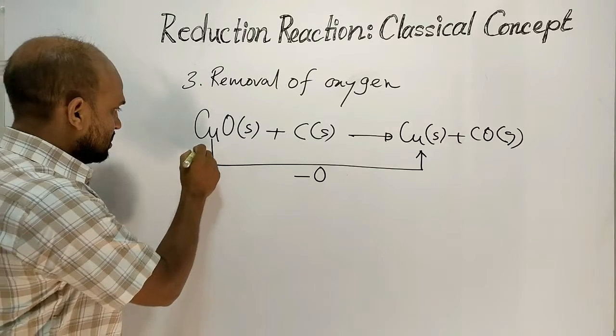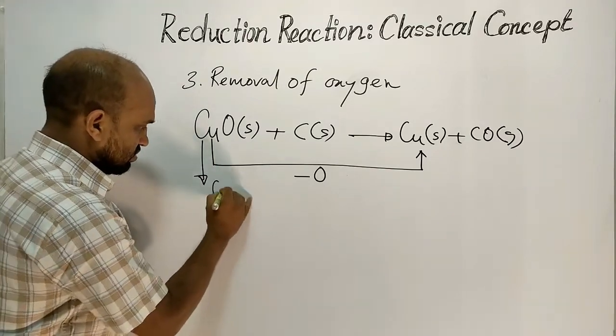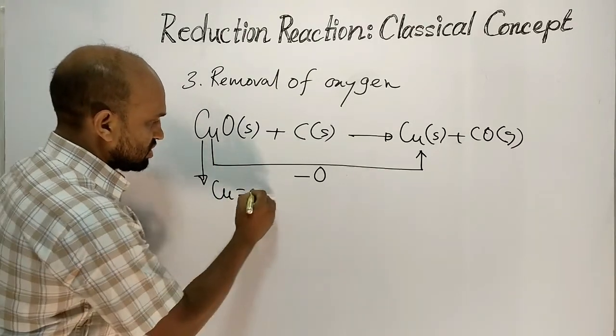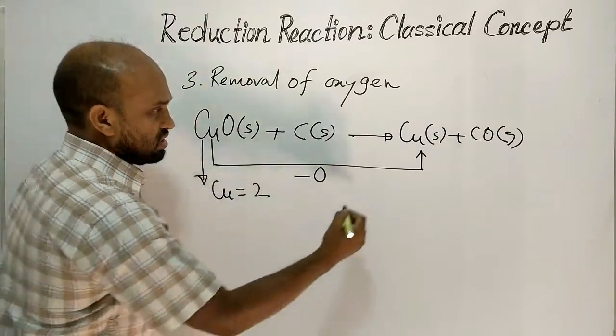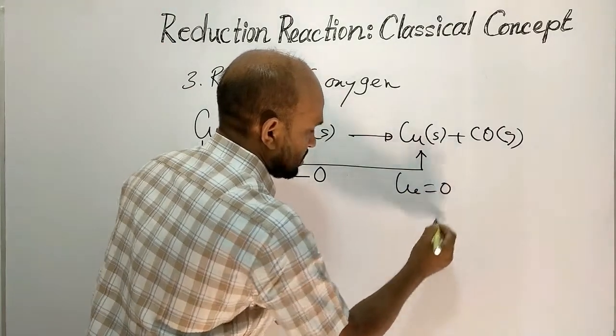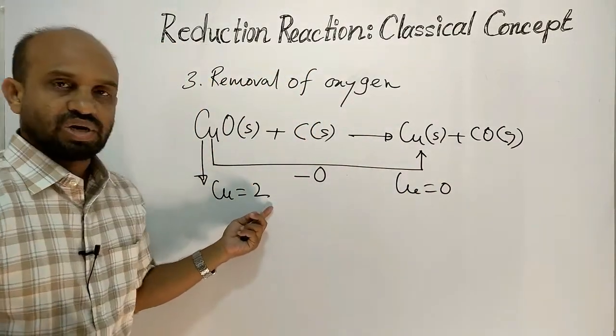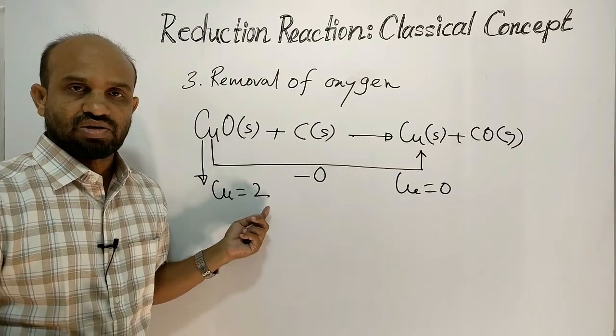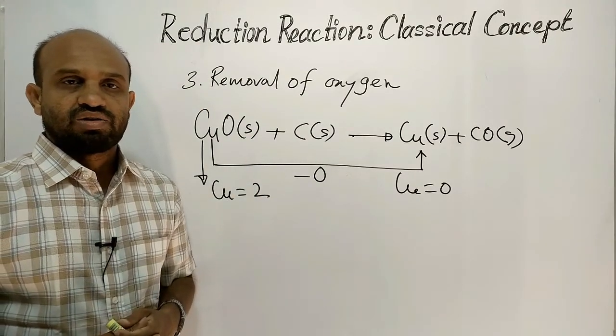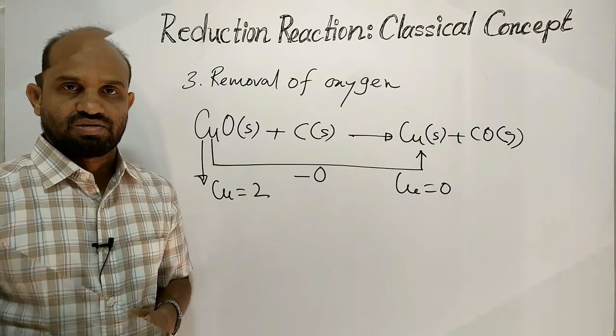And here in this compound the valency of copper is 2, and here the valency of copper is 0. That means valency is decreased. So this is a kind of reduction reaction.